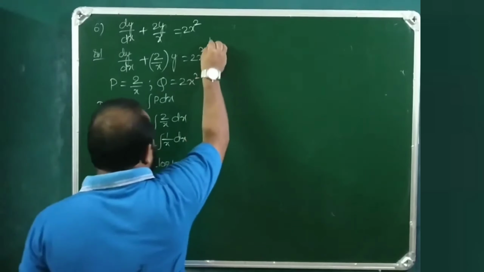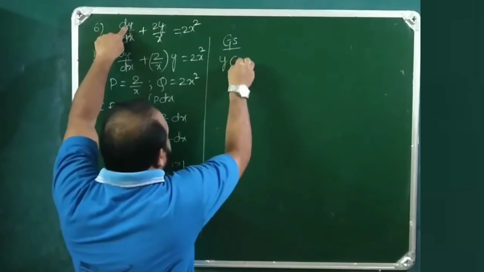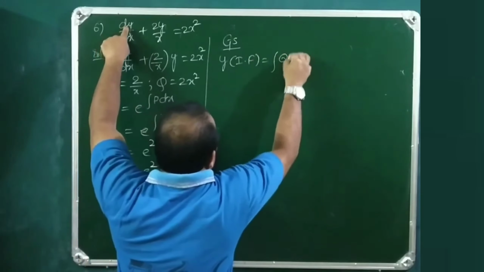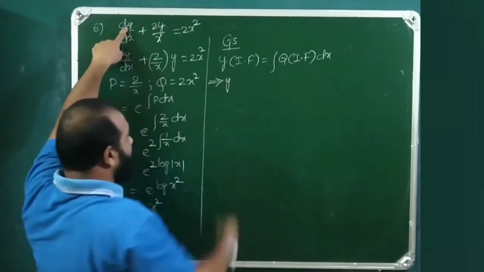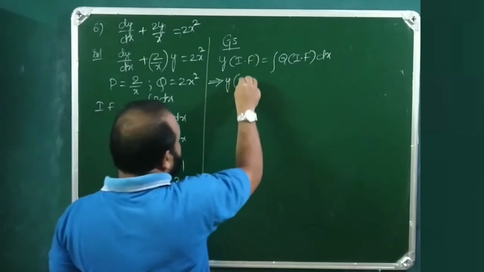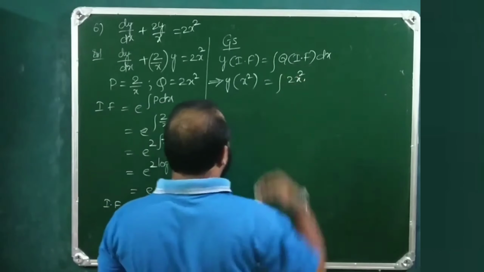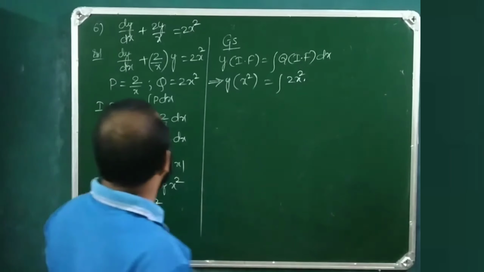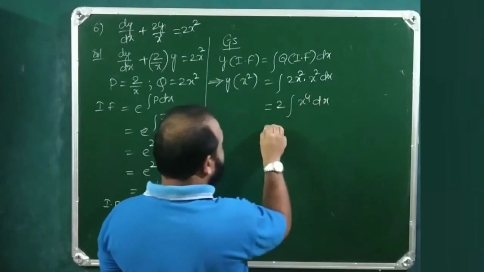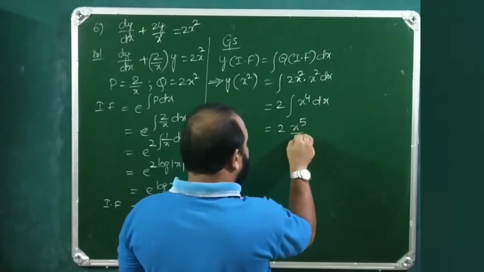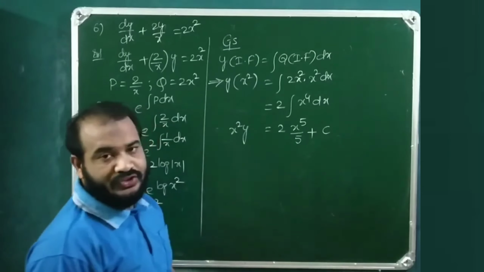And what is the general solution? The general solution is y times the integrating factor equals the integral of Q times the integrating factor dx. So y · x² = ∫ 2x² · x² dx, which is 2∫ x⁴ dx. 2 times x⁵/5 plus the constant of integration c. So y x² = 2x⁵/5 + c is the required solution.